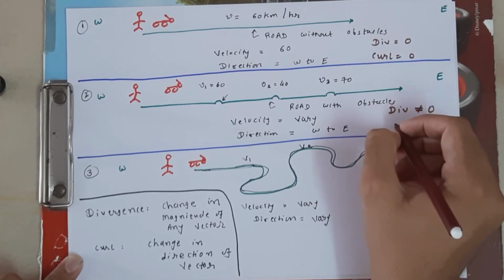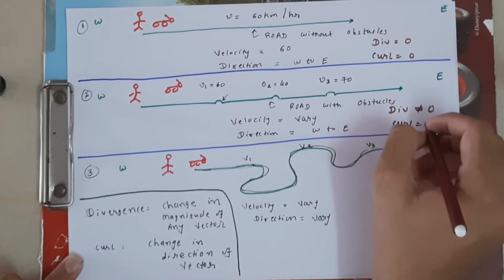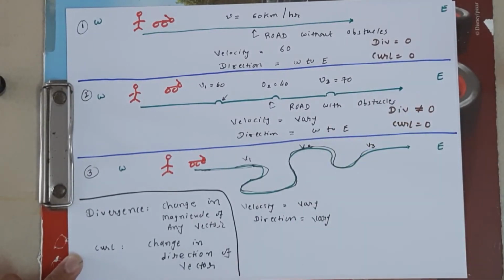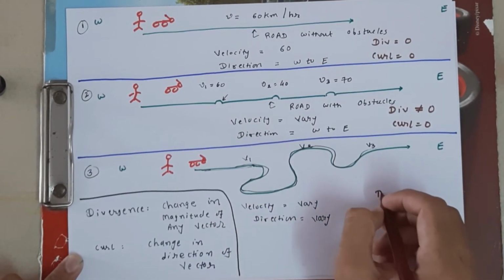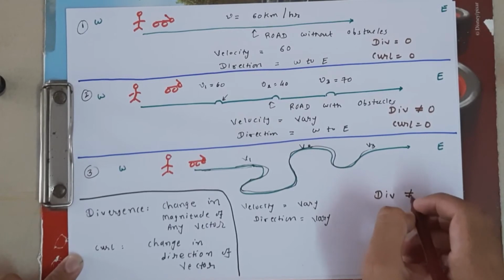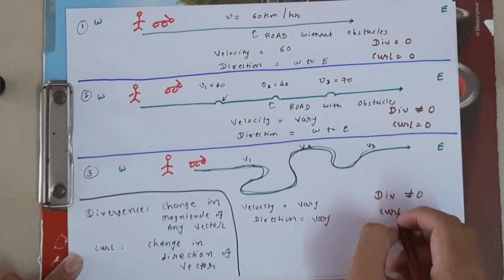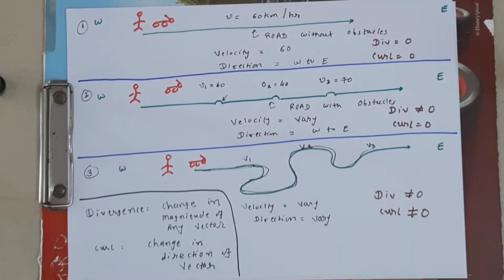Direction is fixed, so that is why curl is 0. And what about the third case? In the third case both velocity as well as direction vary, so we can say that divergence is non-zero and curl is also non-zero. Okay, so this one is a simple concept regarding divergence and curl.